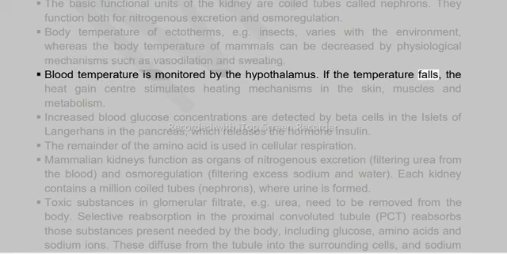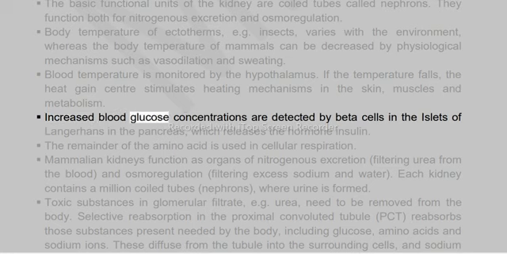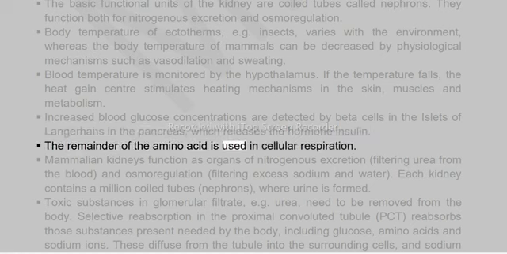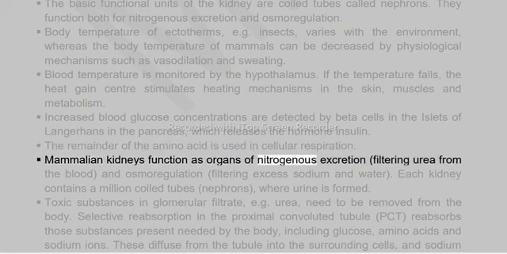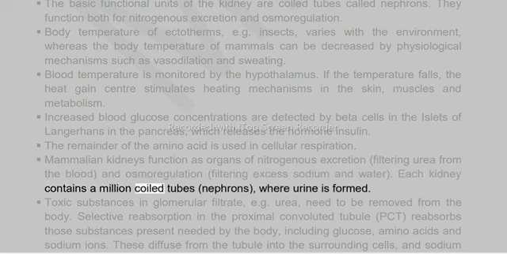If the temperature falls, the heat gain center stimulates heating mechanisms in the skin, muscles, and metabolism. Increased blood glucose concentrations are detected by beta cells in the islets of Langerhans in the pancreas, which release the hormone insulin. The remainder of the amino acid is used in cellular respiration. Mammalian kidneys function as organs of nitrogenous excretion, filtering urea from the blood, and osmoregulation, filtering excess sodium and water. Each kidney contains 1 million coiled tubes, nephrons, where urine is formed.